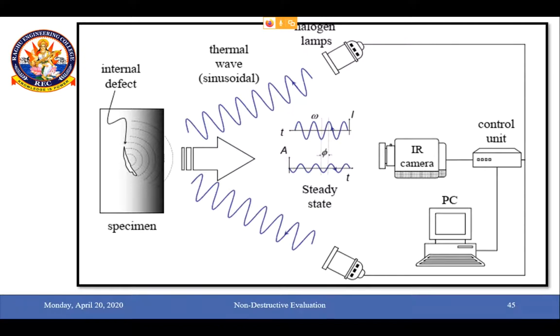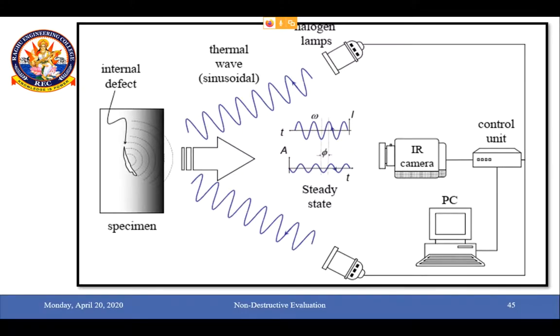So here, as you can see clearly, we are using halogen lamps as our source in this step. And the wave coming out is a sinusoidal wave. You should have observed this by now. There is a control unit, IR camera, PC, specimen, halogen lamps, and the wave that is coming out is a sinusoidal wave. There is an amplitude and phase also shown here in the diagram. That will be the output. We'll discuss that in the coming slides. I hope everybody got the diagram.